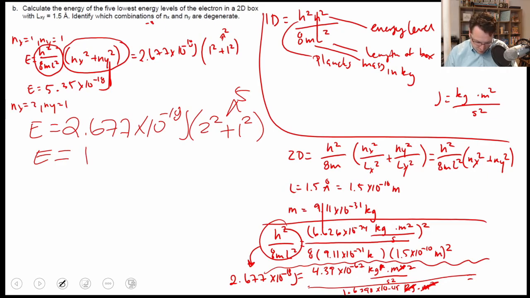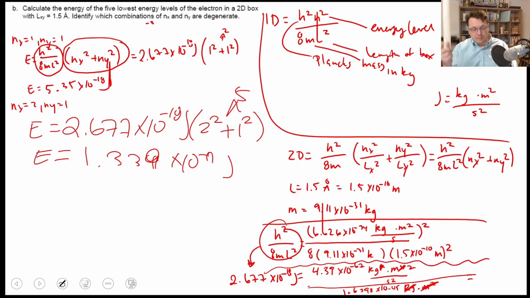And so that comes out to being 1.339, times 10 to the negative 17, and I have, I think, 1.34, joules in that case. So that's what you get there.